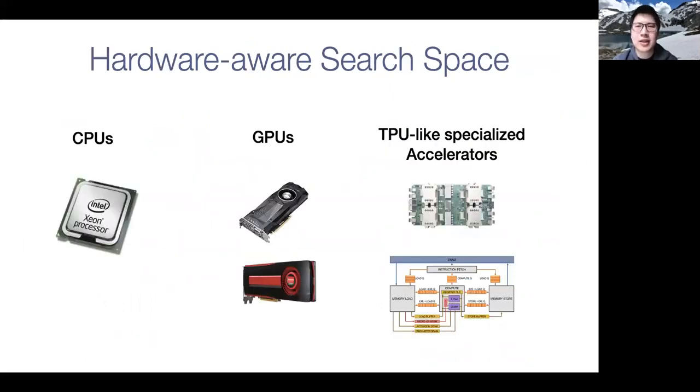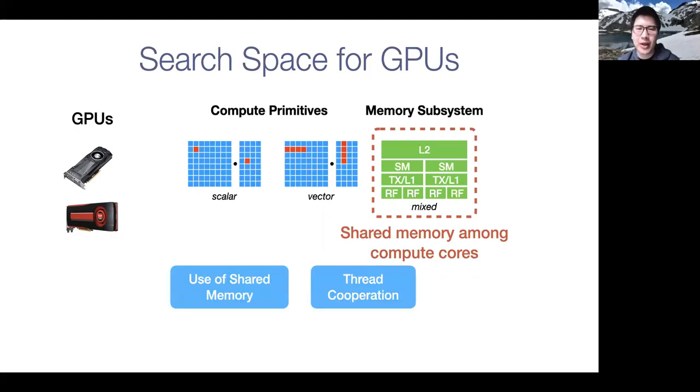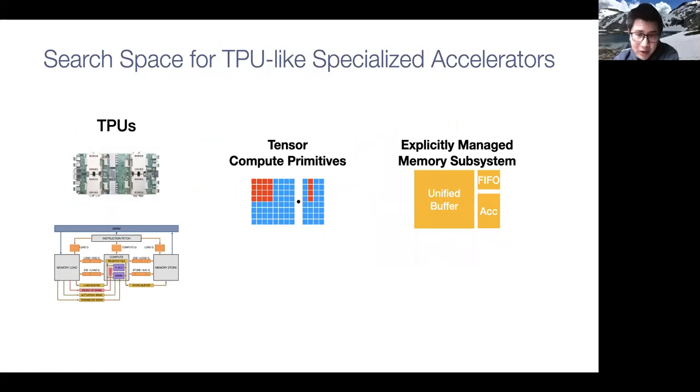One of the more interesting things is as we start to look at more unusual hardware, including modern GPUs and TPU-like accelerators. In terms of GPUs, one of the interesting perspectives is that they have what we call a shared memory system that allows multiple processors to share the same compute memory. And we want to be able to use that effectively by allowing threads to cooperate with each other. Things become most interesting when we start to look at TPU-like accelerators.